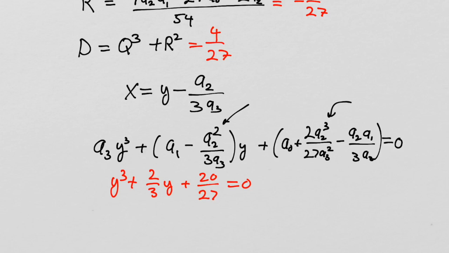So for ours, it ends up being this guy. y cubed plus 2/3 y plus 20/27 equals 0. And you'll see there's no y squared term. And that's the depressed cubic form.